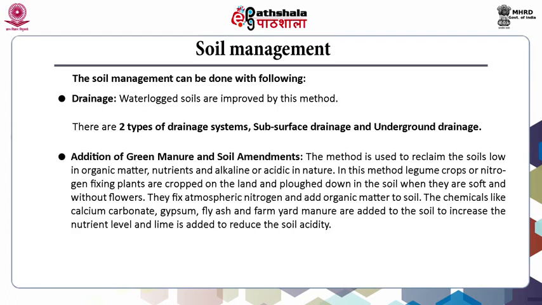Then addition of green manure and soil management. The method is used to reclaim soils low in organic matter and nutrients, and alkaline or acidic in nature. In this method, legume crops or nitrogen fixing plants are cropped on the land and plowed down in the soil when they are soft and without flowers. They fix atmospheric nitrogen and add organic matter to the soil. Chemicals like calcium carbonate, gypsum, fly ash and farmyard manure are added to the soil to increase the nutrient level, and lime is added to reduce the soil acidity.